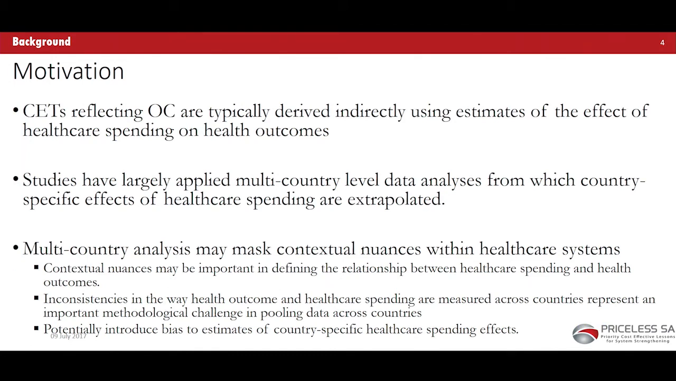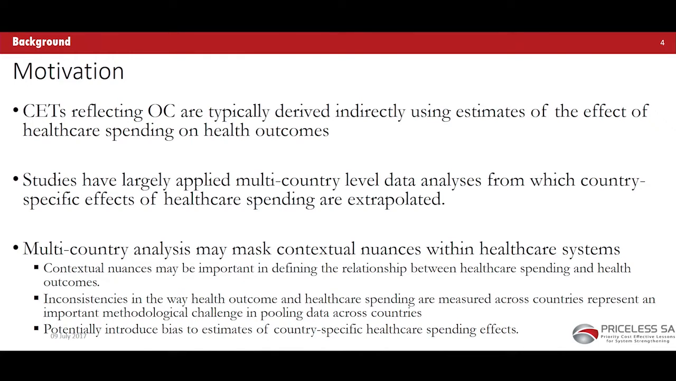And these thresholds are typically estimated indirectly using estimates of the effect of health spending on health outcomes, applying multi-country level data analysis. And while there's been quite robust evidence using multi-country level data, sometimes this might mask some important contextual nuances within the healthcare system that would be important in determining both the data generating process and, as a result, the relationship between health spending and health outcome. And inconsistencies or perhaps differences between the way different countries collect data on health expenditure or health outcome might represent some methodological challenges in pulling this data together.